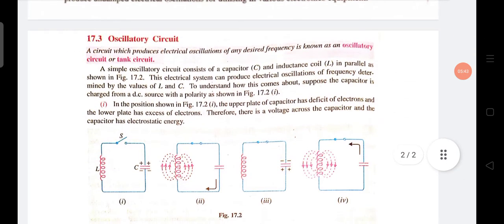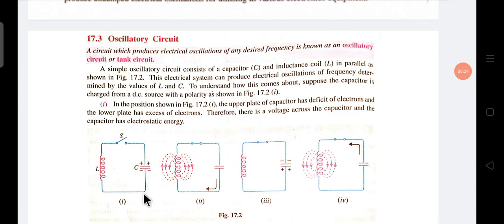Now let us see the oscillator circuit. The previous part was the theory; this is the practical circuit showing how it oscillates. What is an oscillator circuit? A circuit which provides electrical oscillation of any desired frequency is known as an oscillator circuit, or tank circuit. A simple oscillator circuit consists of a capacitor and an inductor in parallel, as shown in the figure. Remember this.